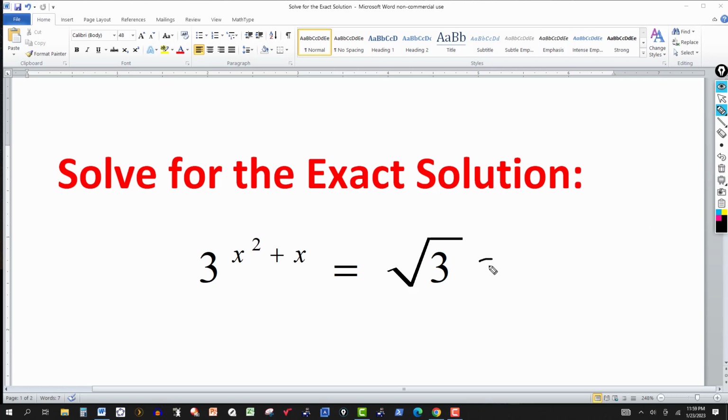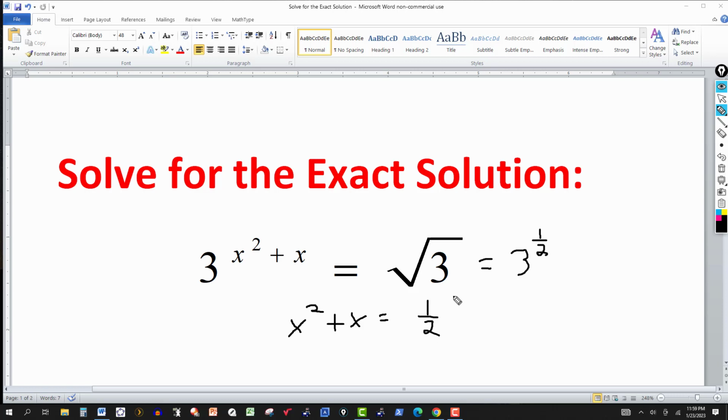This can be written as 3 to the 1/2. The square root of 3 is the same thing as 3 to the 1/2. So I have the base 3 here, the base 3 here. I have equality, so the exponents have to be equal: x squared plus x has to equal 1/2.